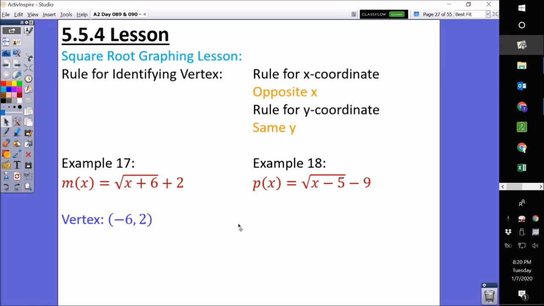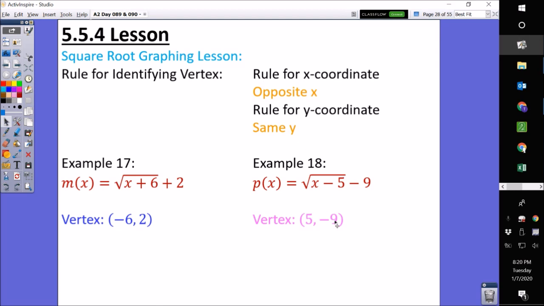Moving on to example 18. We have p of x equals the square root of x minus 5, and then minus 9. So I want to apply opposite x at the minus 5 since it's right inside, behind the x. So the opposite of negative 5 is going to be positive 5 for the x coordinate. And then I'm going to apply the same y on the minus 9, since the minus 9 is outside, behind the square root. So since it's minus 9, it's going to be a negative 9 for the y coordinate. So therefore, my vertex is going to be 5, comma, negative 9.